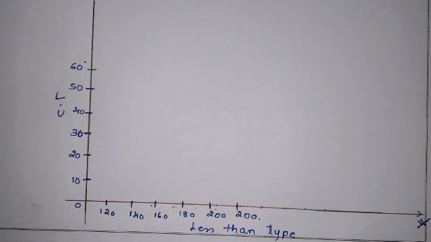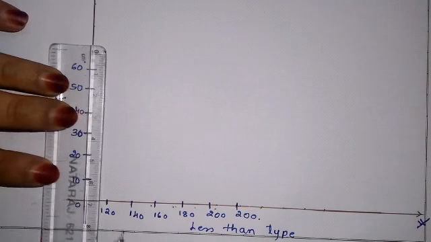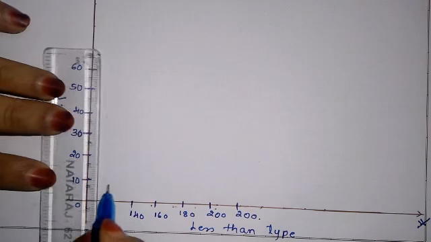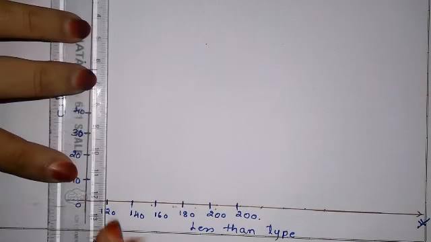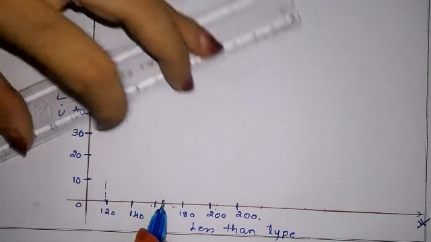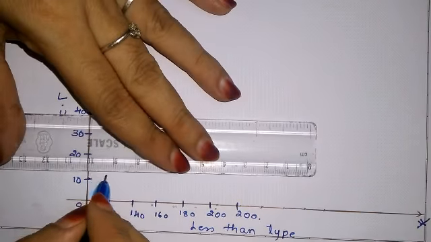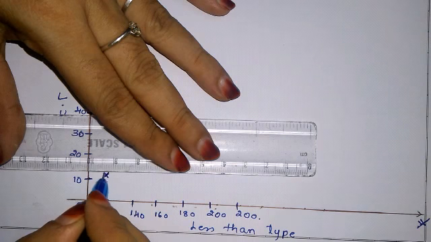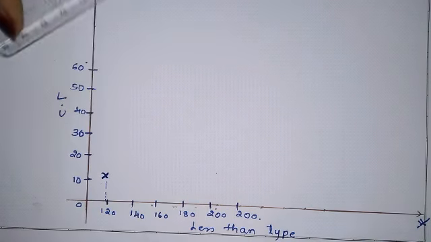120, 12. 12 is after 10. So it will come around 120 from here, and it will go like 12 is here. So the point will be here. 120, 12, it comes here.